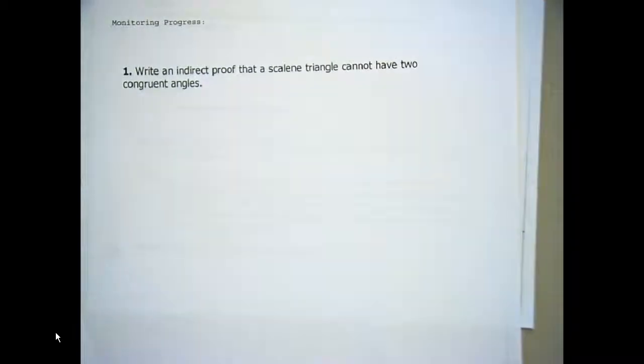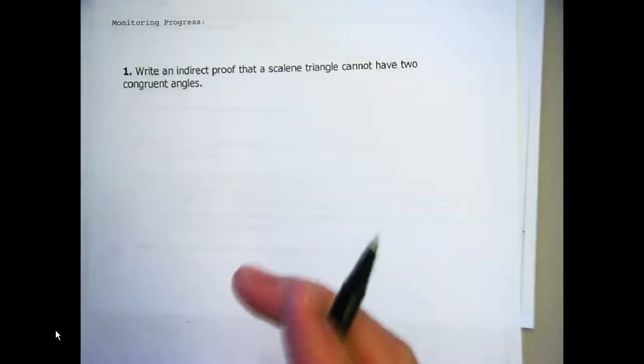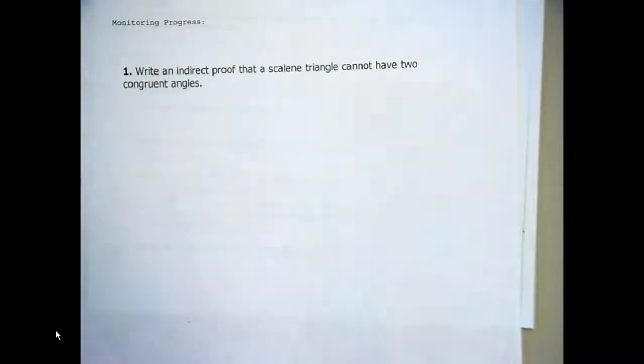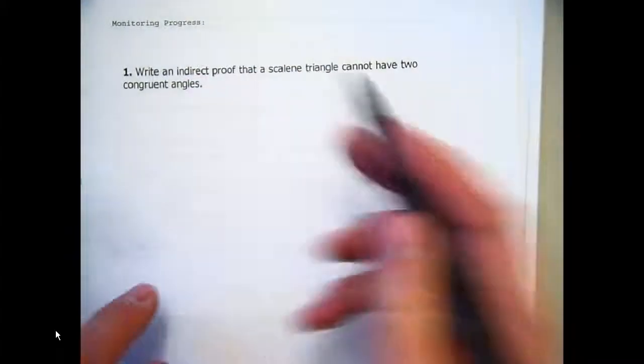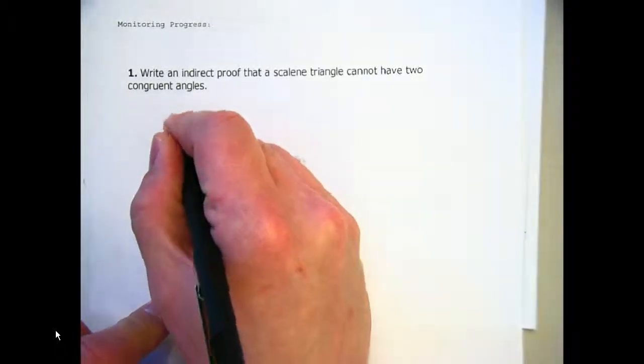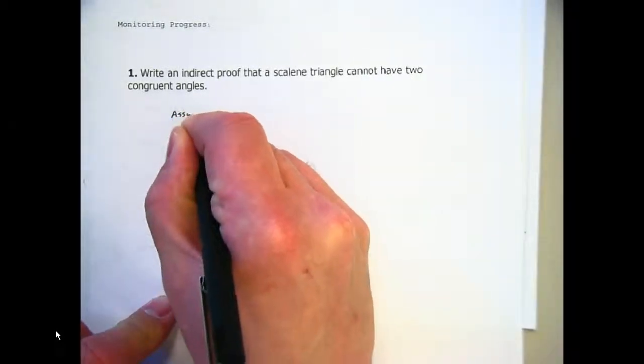All right, I want you to try this one. Write an indirect proof that a scalene triangle cannot have more than two congruent angles. Good question: you cannot just say by definition of a scalene triangle that it's true. You can't do that. So let's first assume that a scalene triangle can have two congruent angles. That's our first step. After we've stated what we're trying to prove, let's now assume a scalene triangle can have two congruent angles.